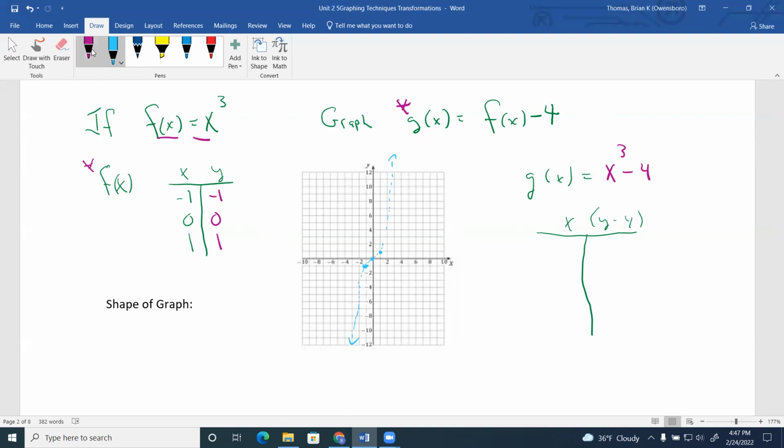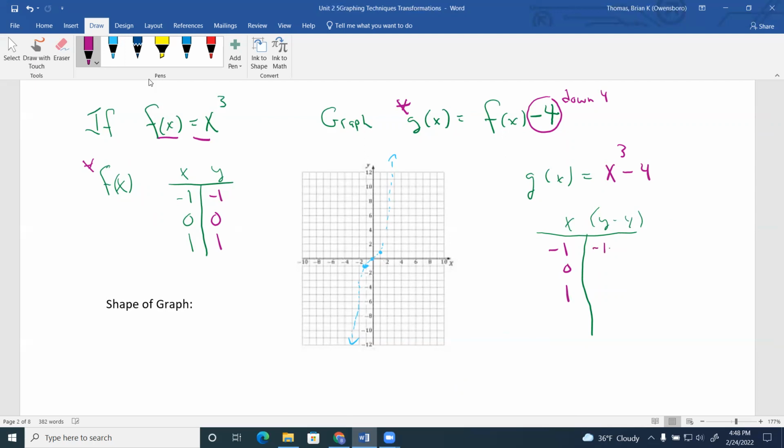So our new function, we want to graph. Notice how we have this -4 on the outside. That -4 means we're going to have a vertical shift, but it's going to be going down 4. So again, the x values are not changing. The -1, the 0, and the 1 are not changing. But the y values, they're all being shifted by going down 4.